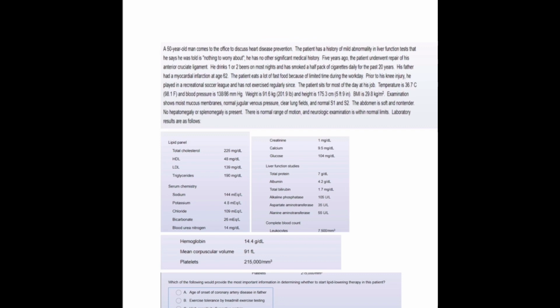A 50-year-old man comes to discuss heart disease prevention. What is his history? Let's see. He has an abnormal liver function test. He underwent a surgery for his knee. He drinks alcohol and he smokes half a packet for the past 20 years. So let's calculate how much he smokes. You should multiply how many packs he smokes per day by the number of years.